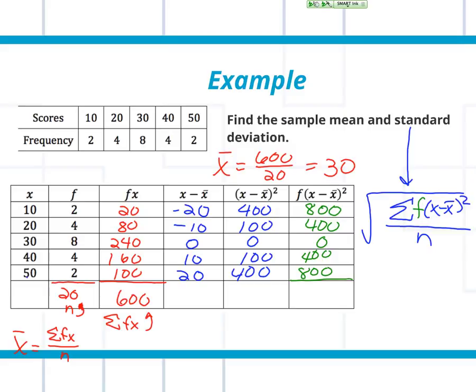And then we do want to add these all up because this is our sum that we have to use for our formula. So when we add those all up, we get 2,400. So then we have to take the 2,400 divided by the total number of values, which is 20, and then square root.